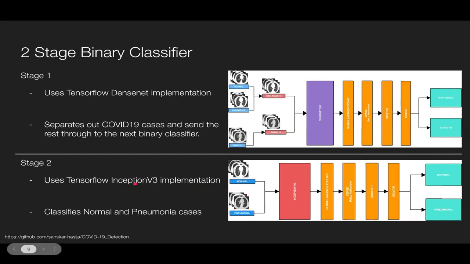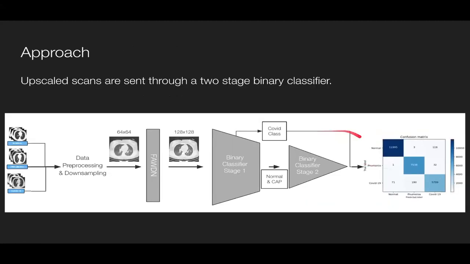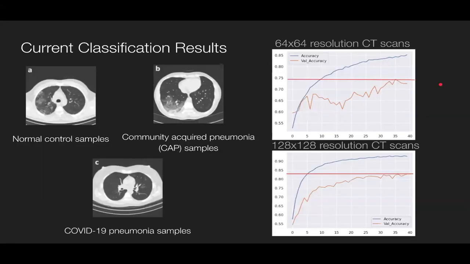The second stage instead uses an Inception v3 implementation. And then this is again a very simple CNN followed by a couple of fully connected layers and then a sigmoid activation function to finally classify normal and pneumonia. And so from this, we get our COVID class, our normal class, and our pneumonia class. The output of that is our final classification, and then we can compare the actual predicted class versus the truth labels to get a confusion matrix.